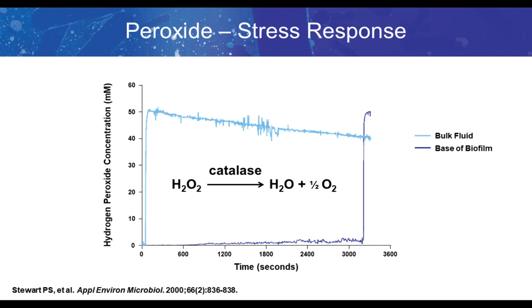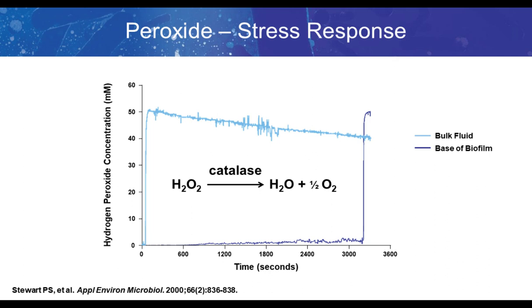The x-axis in this case is time in seconds, but that's about an hour. And then we have hydrogen peroxide concentration. And you can see that the outside of the biofilm is about 50 millimolar hydrogen peroxide. That remains relatively steady over the course of the experiment, but there's no hydrogen peroxide being detected at all at the base of the biofilm. And then at the end of the experiment, we take that microelectrode back out of the biofilm just to show that it's still working.